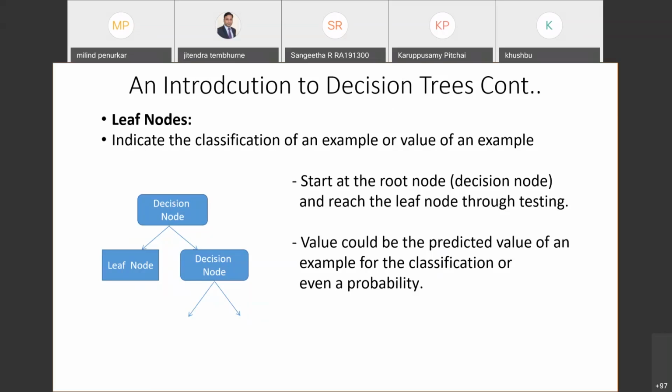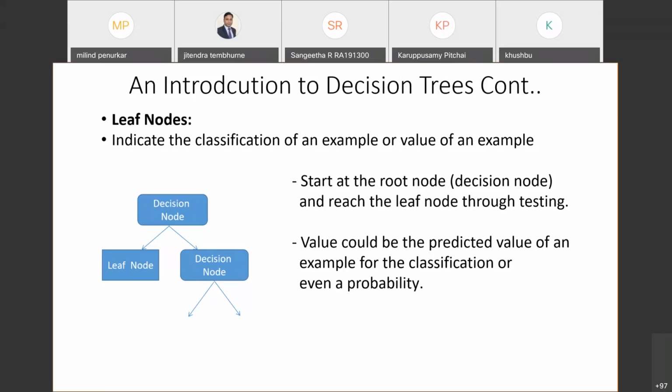So generally, the leaf node is represented as a complete rectangle. There will not be any expansion further. The moment you reach a leaf node, we will be stopping. So no further expansion after a leaf node. Okay.